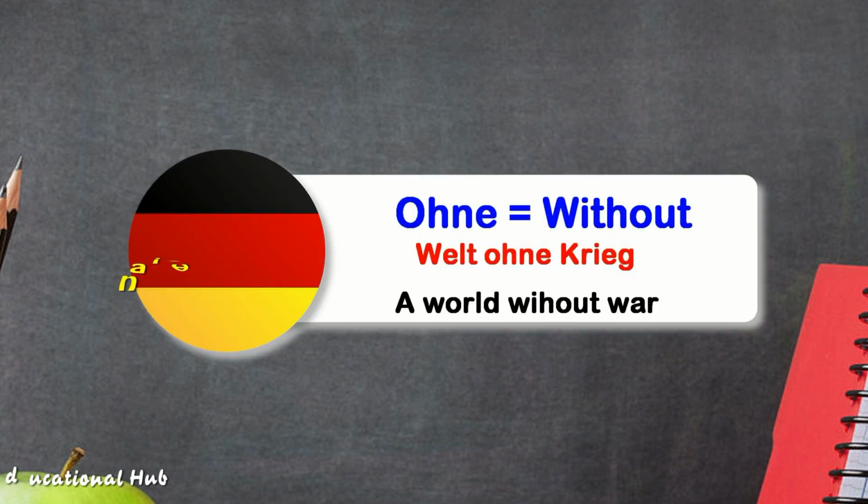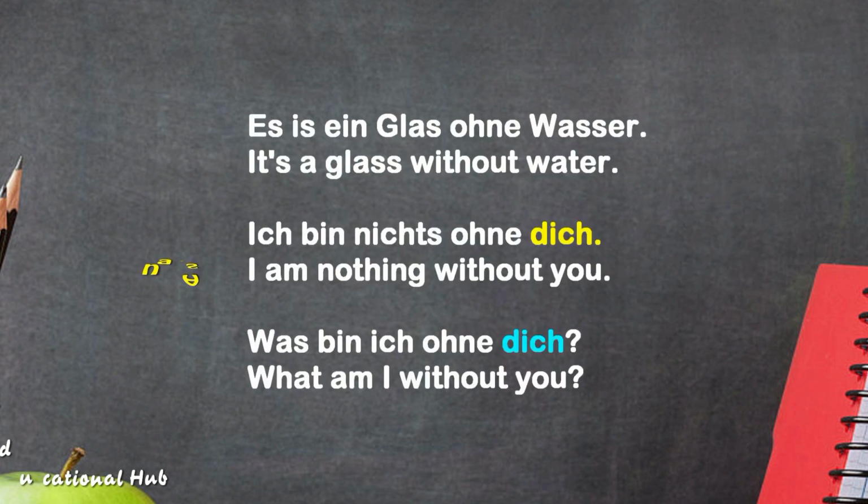Now let us understand ohne. Ohne means without. Welt ohne Krieg. A world without war. Here no article, only pronouns. Es ist ein Glas ohne Wasser. It is a glass without water.